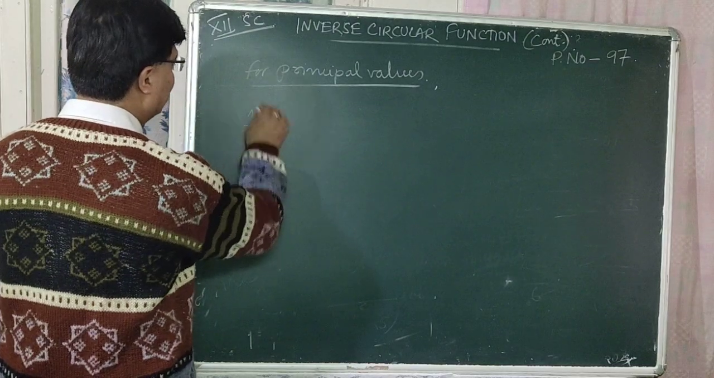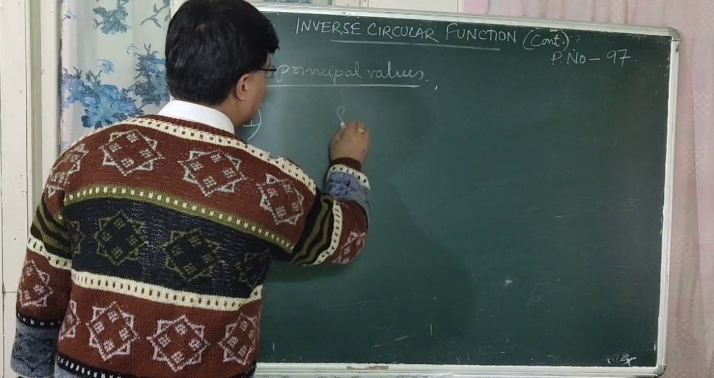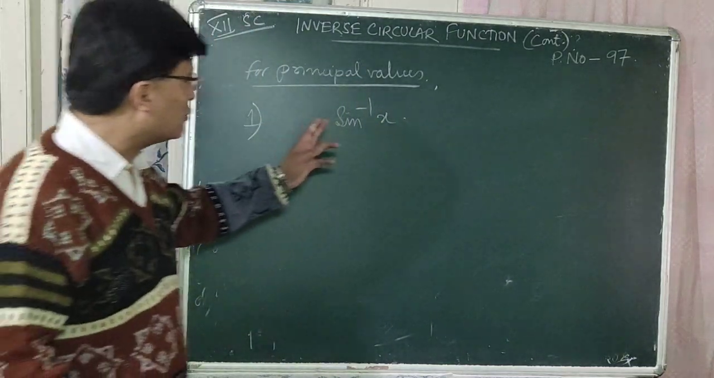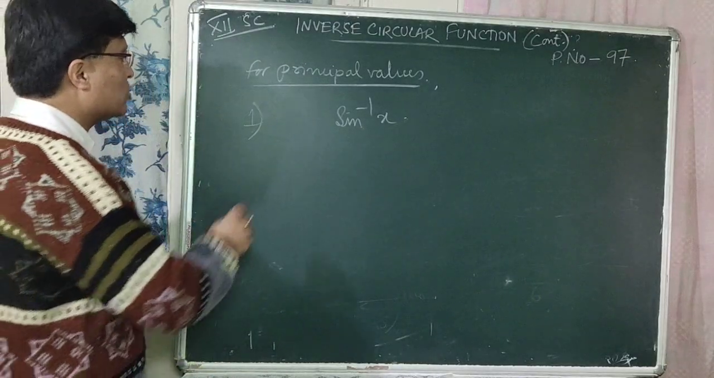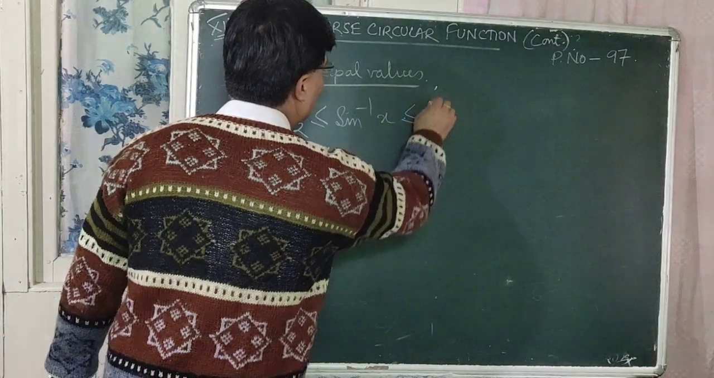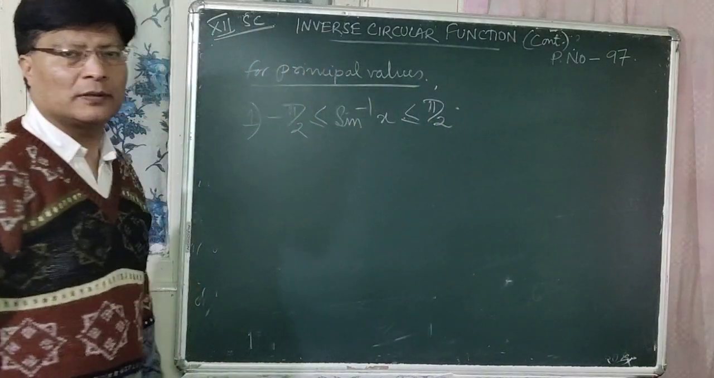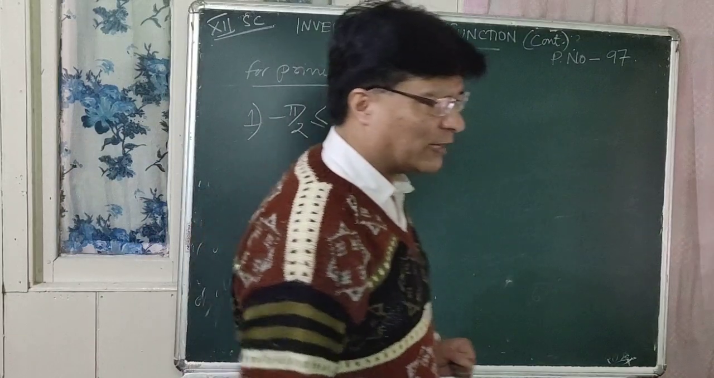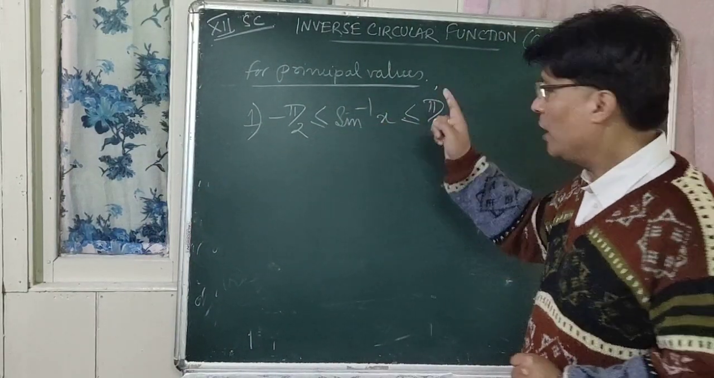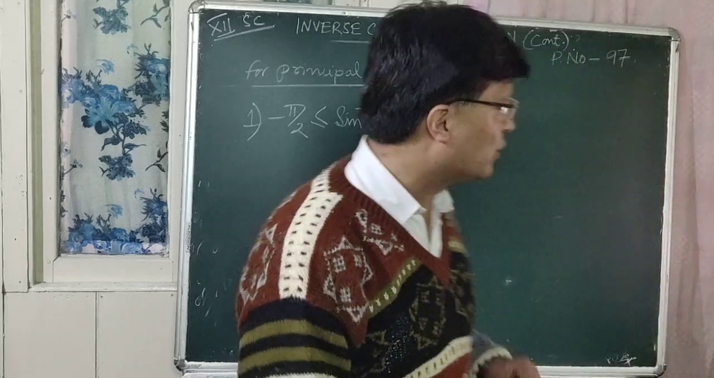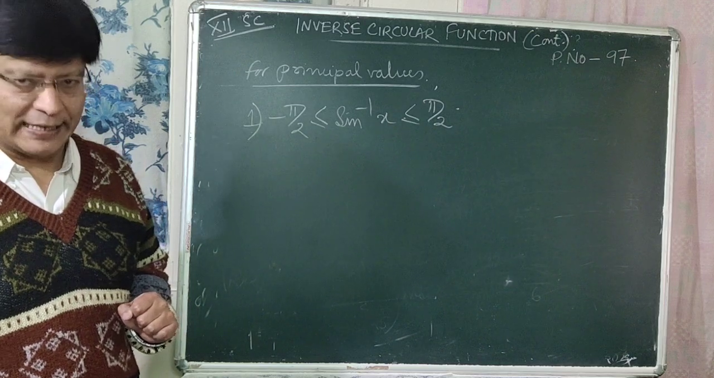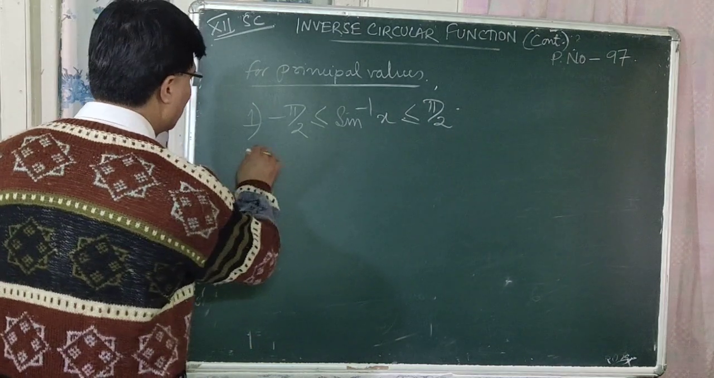That is, number one, sin inverse x. The principal values of sin inverse x always lie within minus pi by 2 to pi by 2. So whenever you are asked to get the principal values of sin inverse x, always use this formula. If you use this formula, it will be easier for you to find out the principal values of sin inverse x. Right?